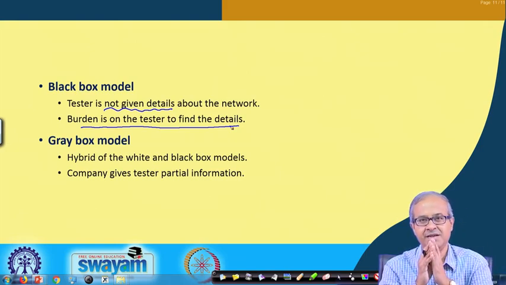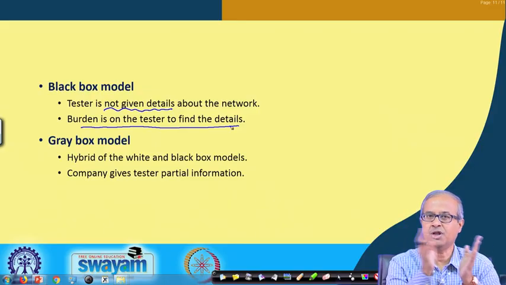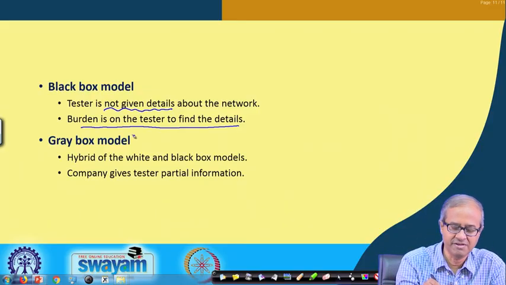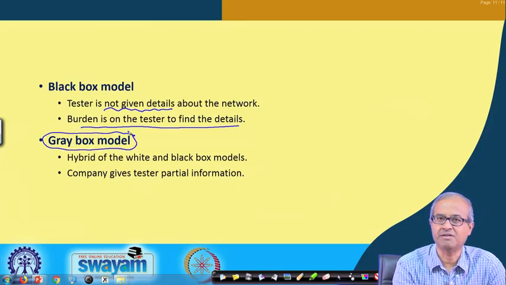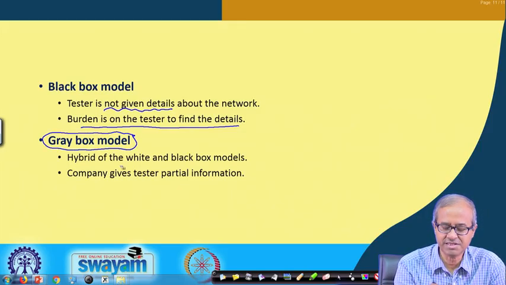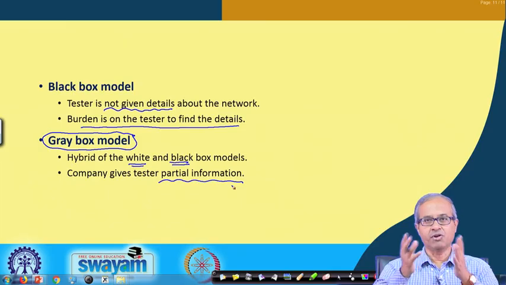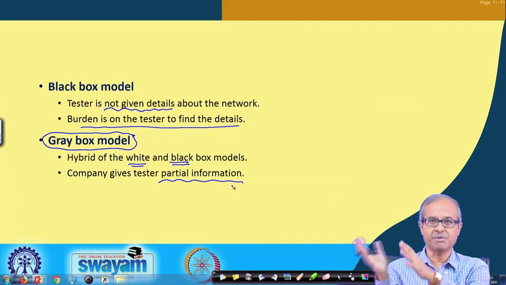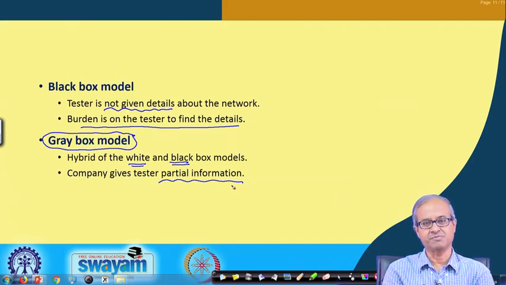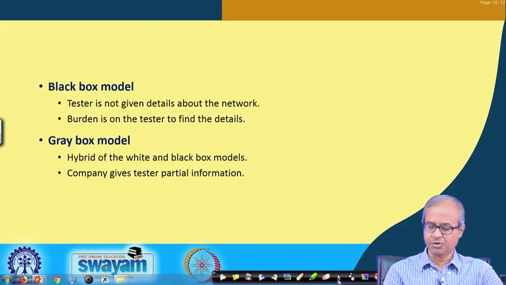In practice, usually we have something in between. We do not have white box, we do not have black box either. We have something called the gray box model. What is the gray box model? It is a kind of hybrid of the white box and black box models. The company will provide the tester with partial information about the network and the other things. Why partial? Because the company may know the details of some of the subsystems, but for some other subsystem the details may not be available to them either. So, they cannot provide any detail for that. Maybe they have just bought it and installed it, something like that. So, these are broadly the approaches.